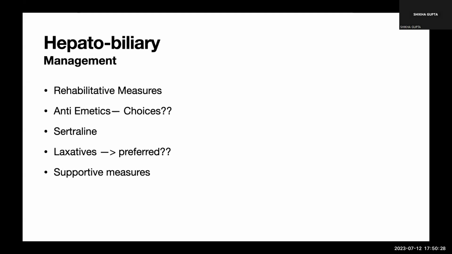5-HT3. Ondansetron is a very short-acting drug. Palonosetron is used. NK1 antagonists are used. Is there a specific reason why you're giving 5-HT3, and why metoclopramide also? Metoclopramide can be used, but the problem with it is that it can cause extrapyramidal side effects for some patients.